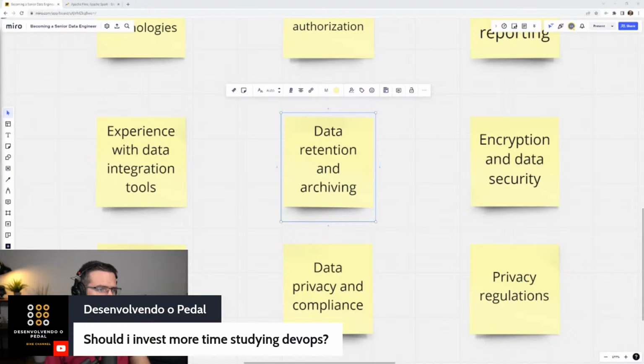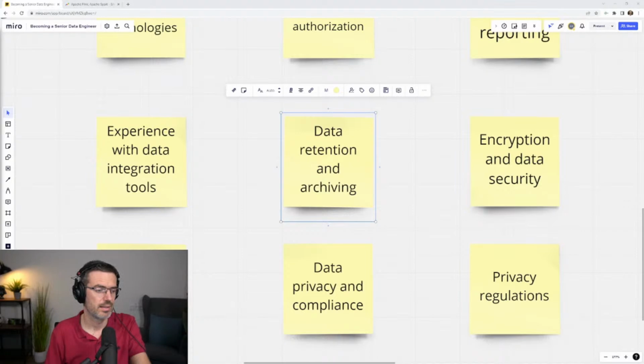Should I invest more time in studying DevOps? It's always a good choice. As an engineer, it's always a good choice to look into DevOps. To start with containers: how do you create containers? How do you put containers into production? How can you monitor and maintain the solutions? Super important. So keep that in mind. For an engineer, for a senior, or just a professional engineer, very important.